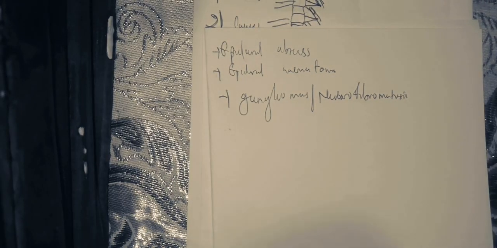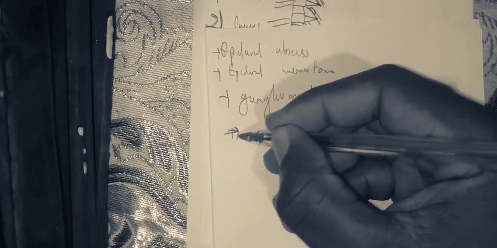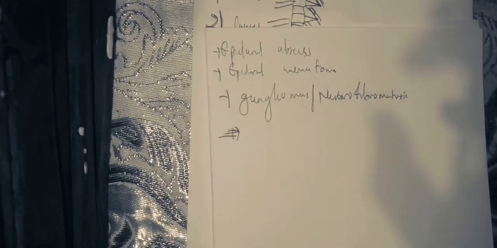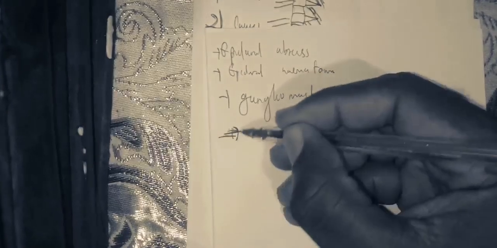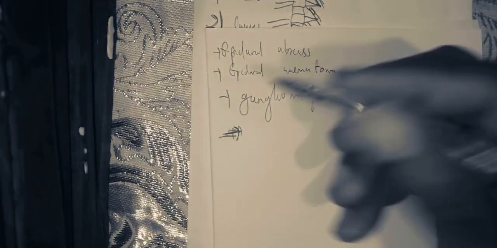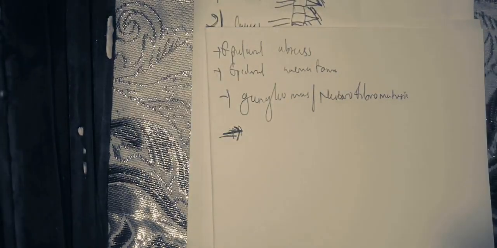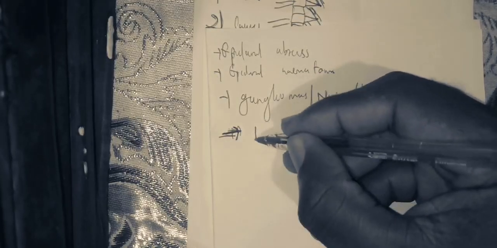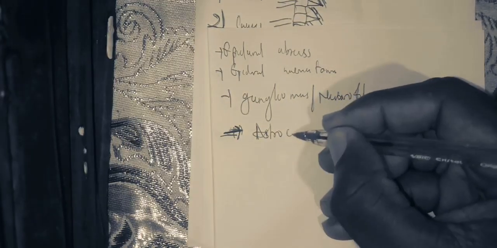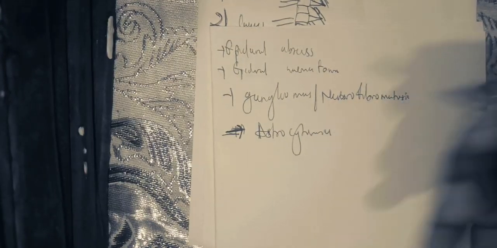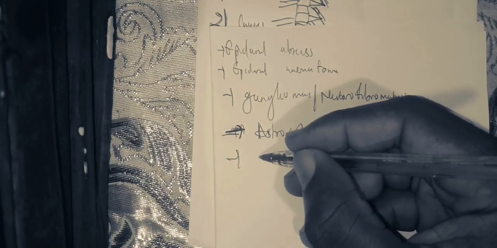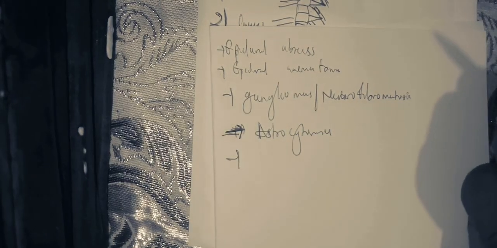Now, the next one is intramedullary and intradural. Here we have mostly malignancy inside the medulla. We have malignancy which is located there. We have things like astrocytoma, which are cells there. Astrocytoma, that's the first one.